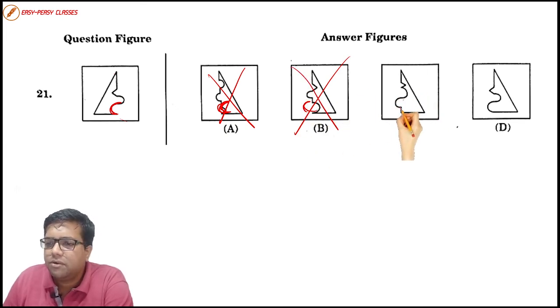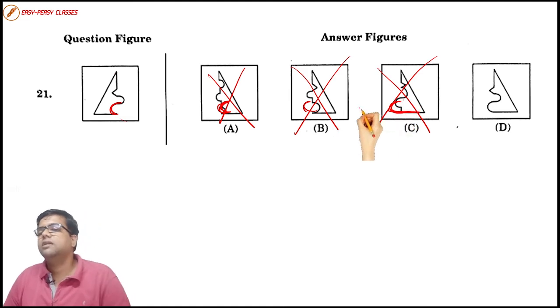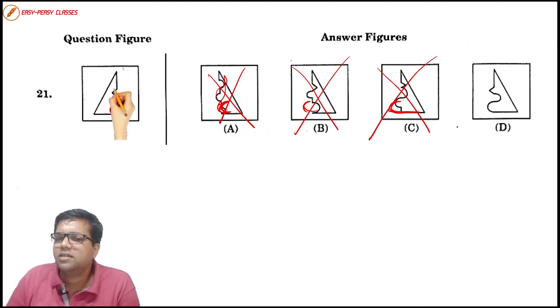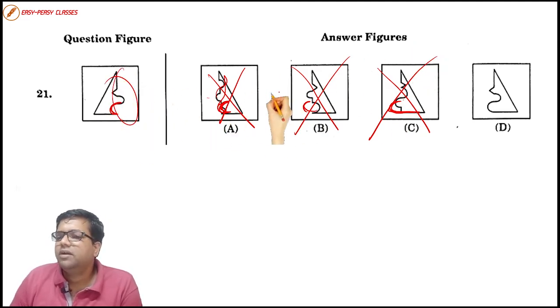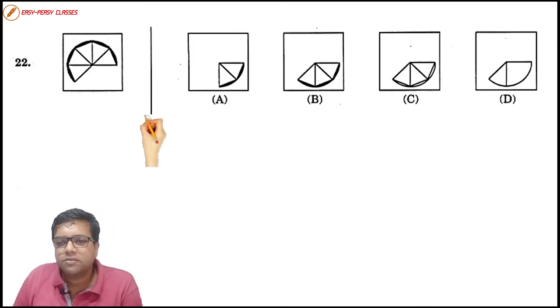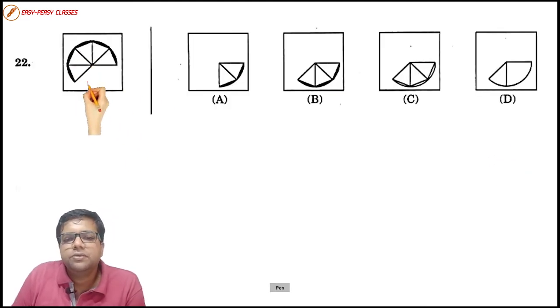Do we have the curve over here? We have it, but it is not attached. It is not there with the baseline of the triangle. So we eliminate this as well. And also there are so many irregular lines like this which don't match with this line. So we eliminate all these three, and option D becomes our right answer. The question number 22, we have a circle.